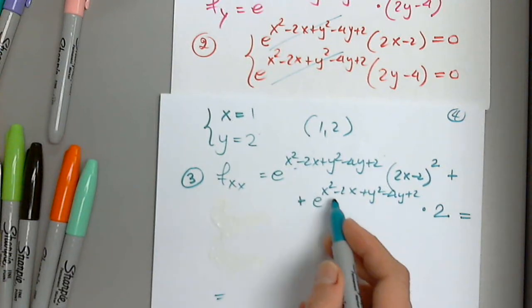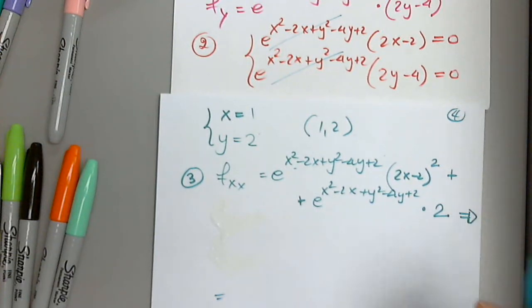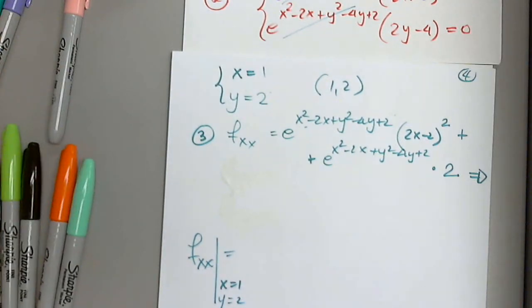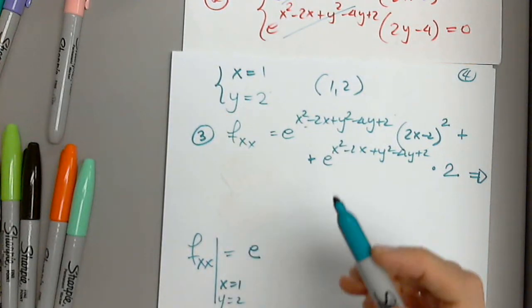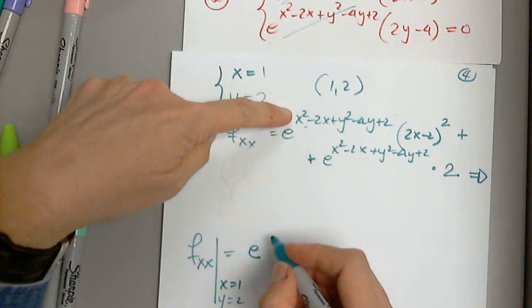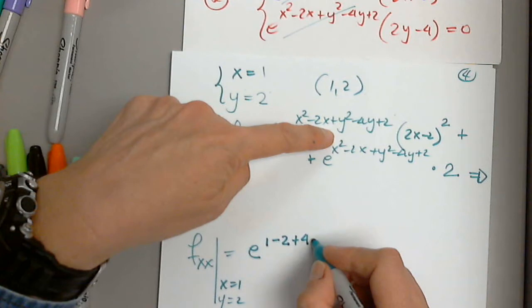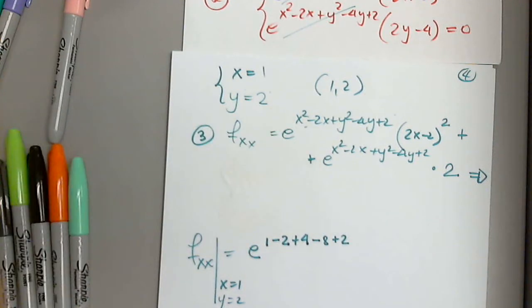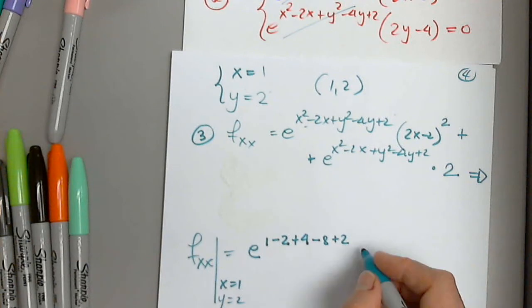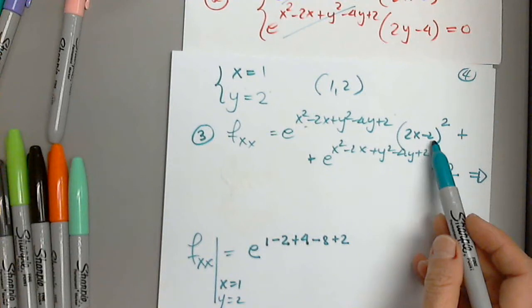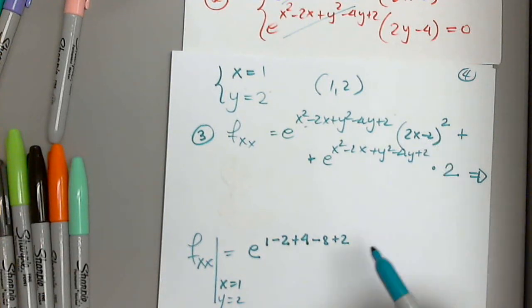I'm going to factor out this, but I shouldn't because I only need to plug in. I really don't need anything else. So fxx at x equals 1 and y equals 2. Let's just determine the value. That's all we need. Okay, e to 1 minus 2 plus 4 minus 8 plus 2. Then 2 times 1 minus 2. Oh, look at that. So this is times 0.